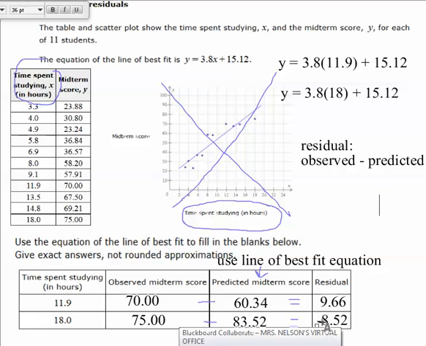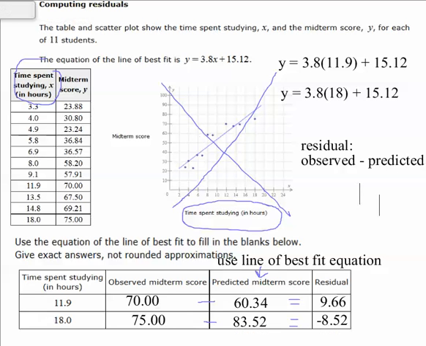Okay. All right, so now we have our two residual values here. So just to review, observed values come from the table, come from the data. Predicted values come from us taking these values for X, substituting them into our equation for our line of best fit, and solving for Y. And then to compute the residual, we just simply subtract the observed value minus the predicted value.